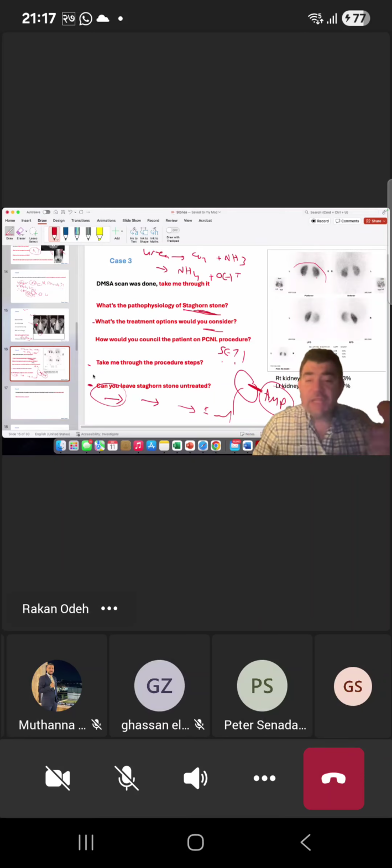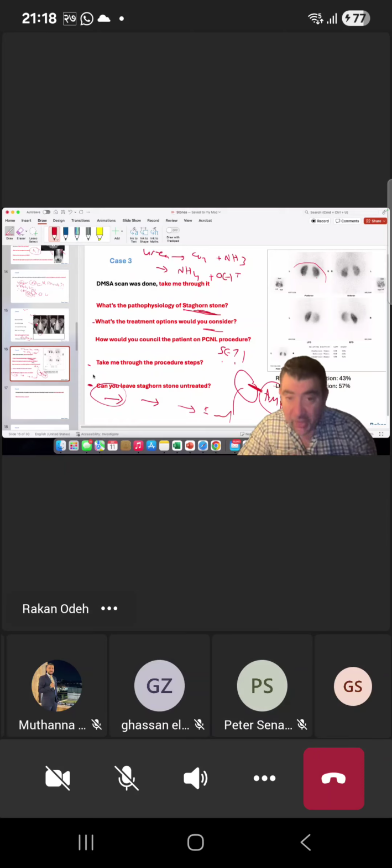Okay, can we leave a staghorn stone untreated? That's a debate. That's an important question. I asked you a question. Why do you request a DMSA scan, right? The reason why we request a DMSA scan is because staghorn stone is a growing infectious stone. This is the only reason. Infection kills tissue with time. That's why you can't leave a staghorn stone.